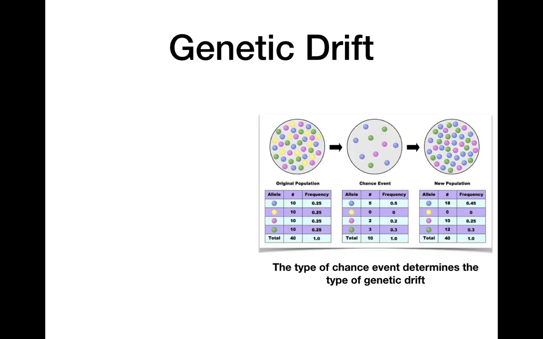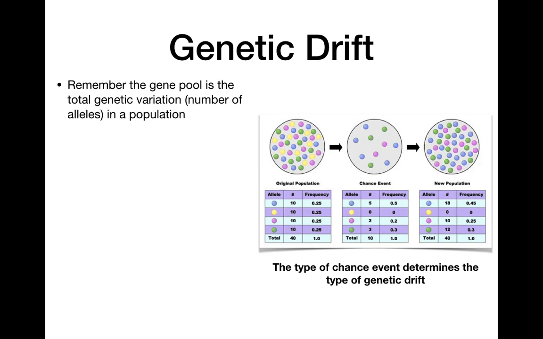Okay, so first things first, what is genetic drift? If we're going to talk about genetic drift, you need to keep in the forefront of your mind what a gene pool is, remembering that the gene pool is the complete genetic variation. So all the different alleles in a population. How many different alleles are there? How frequent are they? Is it mostly one allele, a little bit of variation, or is it a fairly even mix? That situation is the gene pool.